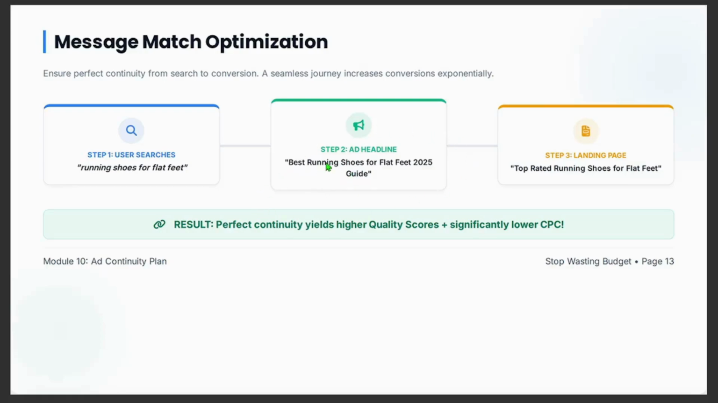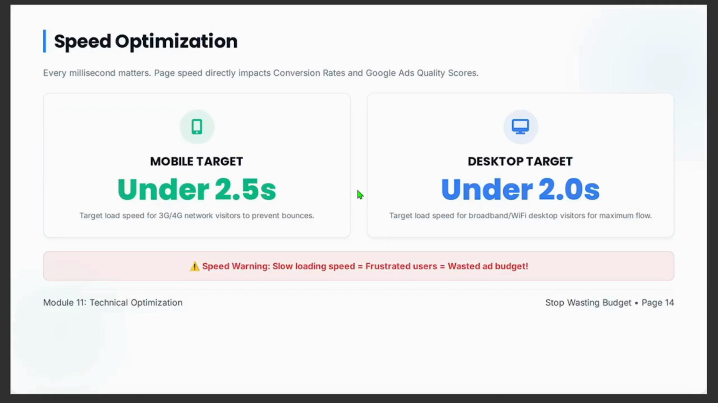When you maintain this consistency, your quality score goes up and your CPC goes down. Okay, so now page speed optimization. Page speed directly impacts your conversion rate and quality score, you know that. So if your page loads slowly, users will leave before they even see your offer.